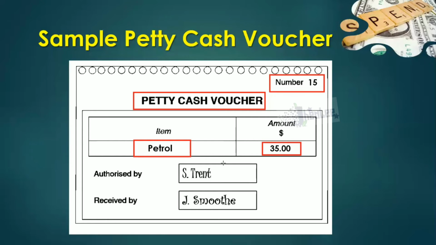Now, where you're seeing authorized by, this is basically the petty cashier's signature. So the petty cashier would sign right here. And the petty cashier, as you are seeing, is S. Trent. The other information that is crucial is the signature of the person that has received the payment. And in this case, we're seeing where J. Smooth is the individual that signed received by, because this individual has received that $35 for the petrol.